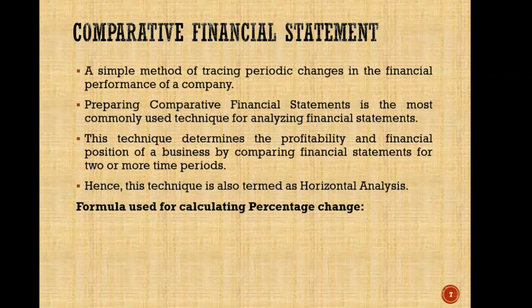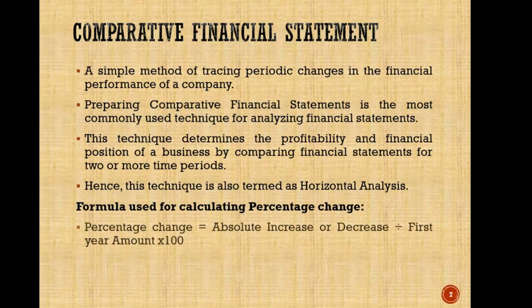The formula used for calculating percentage change while preparing this comparative financial statement is: percentage change is equal to absolute increase or decrease divided by first year amount, into 100. By using this formula, we can calculate the percentage change in the amount, whether it has increased or decreased. The percentage is very important for us for making decisions.